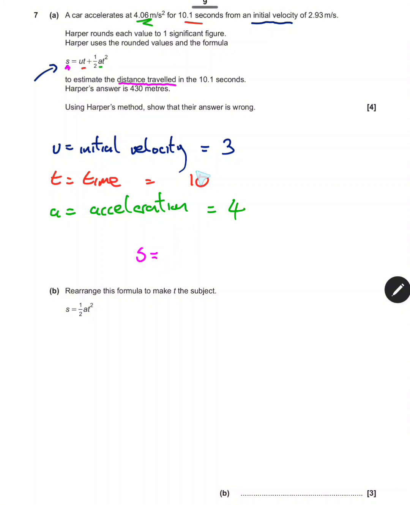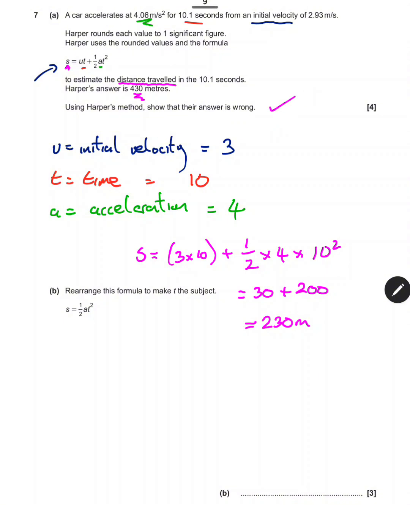So S is U times T, which is 3 times 10, plus a half AT squared, which is a half times 4 times 10 squared. And if I just work this out, I end up with 30 in this bracket. Make sure you square this first, so we're going to get 100 from that. Times 4 is 400, then halved is 200. So you end up with 30 plus 200, which is 230 meters. Harper said 430. I've just got full marks by showing that they're way wrong.